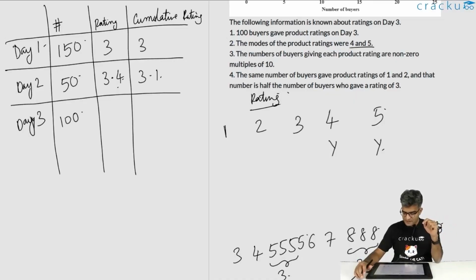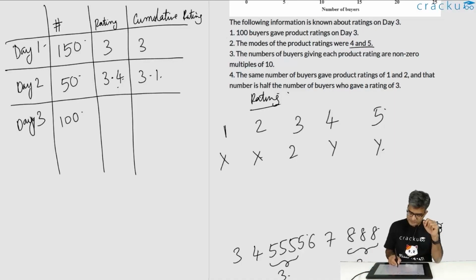The numbers of buyers giving each product rating are non-zero multiples of 10. So basically all the ratings are given by non-zero multiples of 10. It is either 10 or 20 or 30 or 40 or 50. The same number of buyers gave product rating of 1 and 2. So if you assume that X people gave the product rating 1, X people gave the product rating 2. That number is half the number of buyers who gave a product rating of 3.